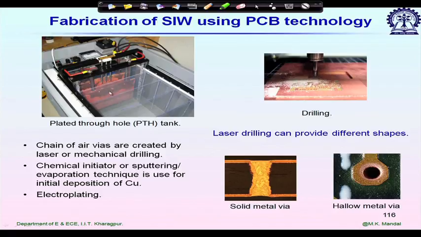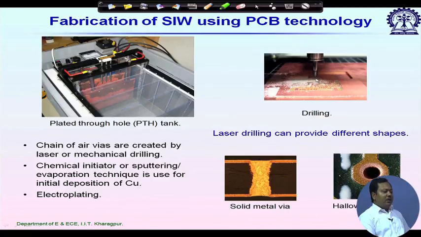So this figure is showing how we fabricate plated through hole, or it is called PTH tank. Once we have the drilled vias, we use initiator on it. And there is one more technique: we can also use sputtering or evaporation to deposit a thin layer, a few nanometer thick, of copper or aluminium or gold. Once we have that thin layer of metal, then we put it for electroplating inside this tank. And what is the minimum thickness of copper we need? That should be at least 5 times the skin depth at the lowest frequency of operation.